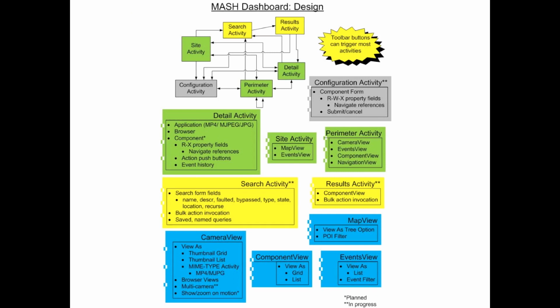The diagram in the upper left represents a sort of logical view of the different activities that make up a dashboard. The primary activity that the user starts off with is a site activity. This gives you your top level view downwards, and from any view that has data in it or components like the site activity or perimeter or detail activity, you can always navigate to other items or do queries. So from all of the green activities, you can always invoke searches.